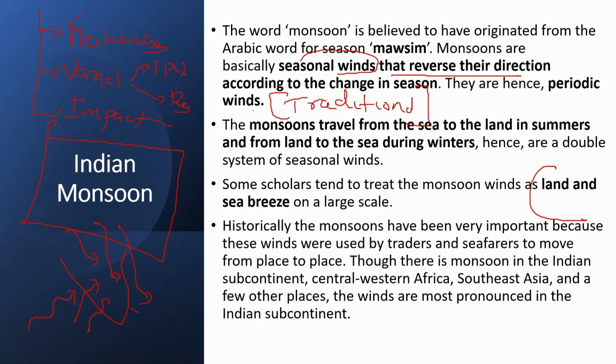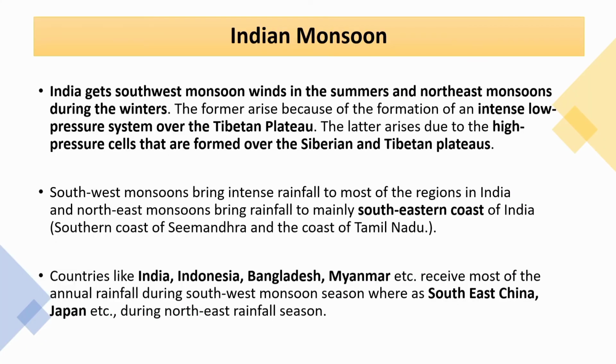So historically the monsoon has been very important because these winds were used by traders. It was very useful for traders and seafarers to move from one place to another, especially Central Western Africa, Southeast Asia and other places. So that was the historical significance of monsoon. India gets its southwest monsoon winds in summers and northeast monsoon winds in winters, which we already discussed.